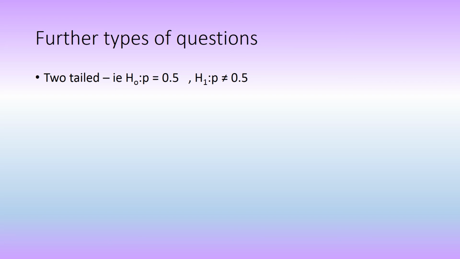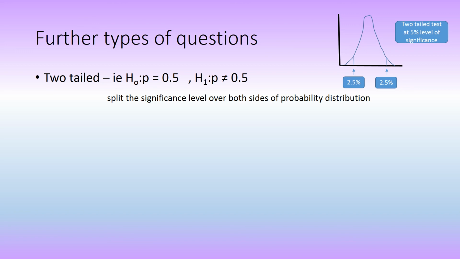So it could be at the top end of the probability distribution or at the lower end of the probability distribution. In that case, what we do is we split the significance level at the two ends. So for example, if we had a 5% level of significance test, we would have 2.5% at the top end and 2.5% at the lower end, and we'd be looking for whether our outcome, our particular situation, goes beyond either of those two on either side.